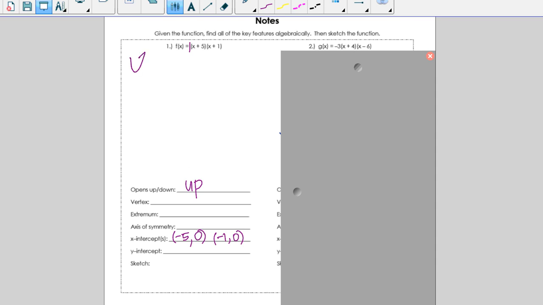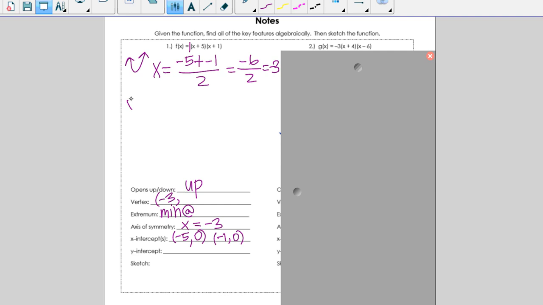If my graph opens up, that means I have a minimum at something. All right, so referring to your notes from yesterday, remember, if we have intercept form to find the vertex, we have x equals (p plus q) divided by 2, so -5 plus -1 divided by 2. So we get -6 over 2, so the x value is -3. That is not only the x value of my vertex, that is also my axis of symmetry.